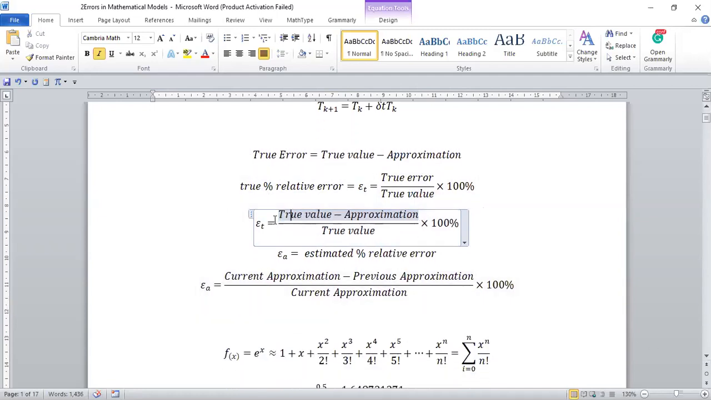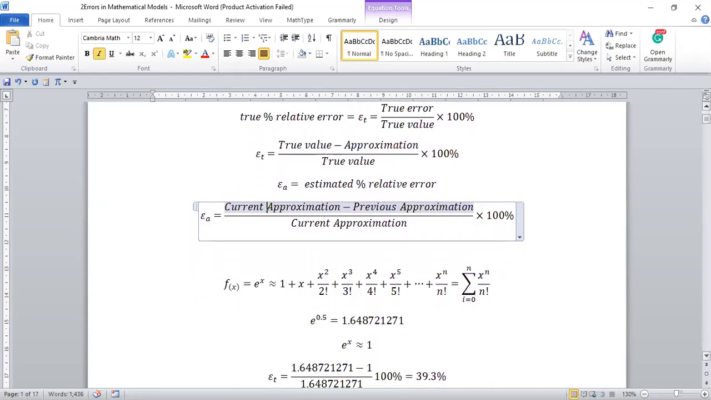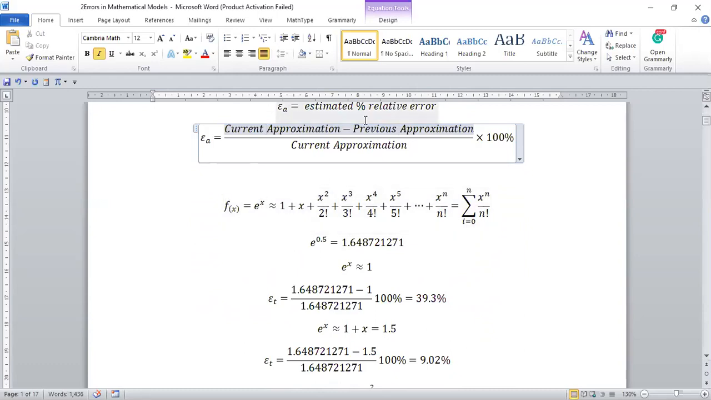In some cases, as we're going to be seeing, we may not have access to the true value. The true value is like the exact solution. In some cases, you may not even know the exact value, and you still need to calculate the error. In such cases, instead of using the true value, you use the current approximation: you subtract the previous approximation from the current approximation, then you divide by the current approximation. I'm going to talk more on that. We'll do examples so you understand what I'm saying better.